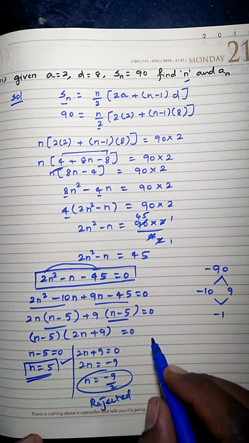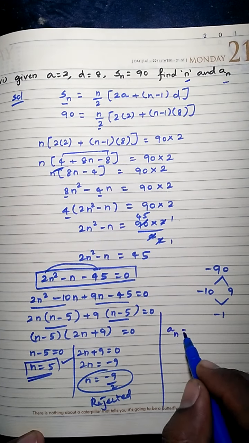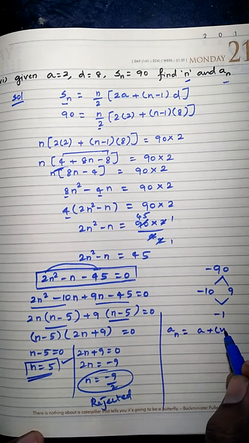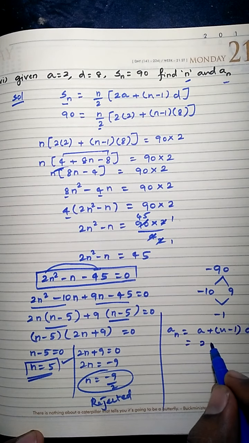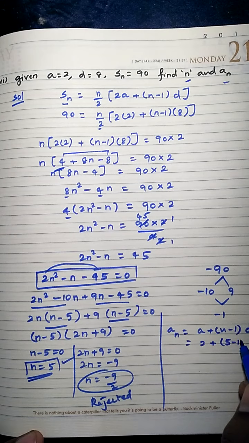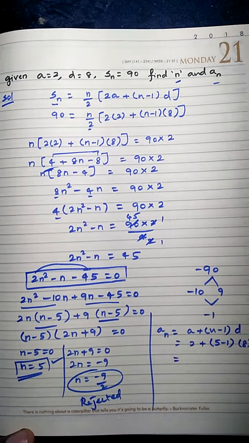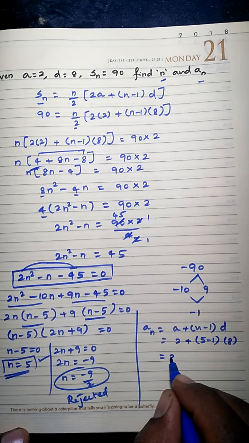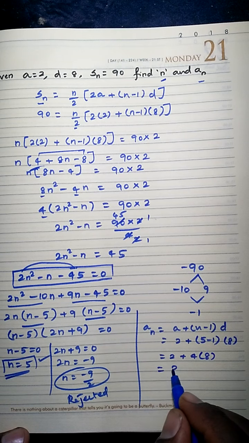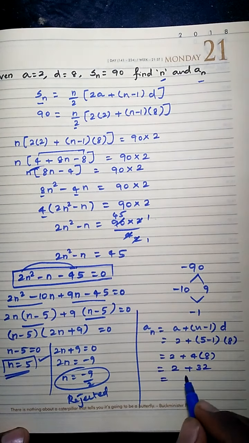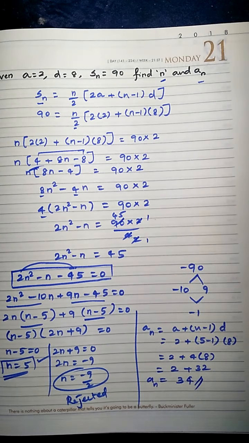So n we found. Now we have to find out an. To find out an, use nth term formula, a plus n minus 1 into d. A value 2 plus n value 5 minus 1, d value 8. So 2 plus 5 minus 1, 4 into 8. So 32, and you add 2, you will get 34 is the an.